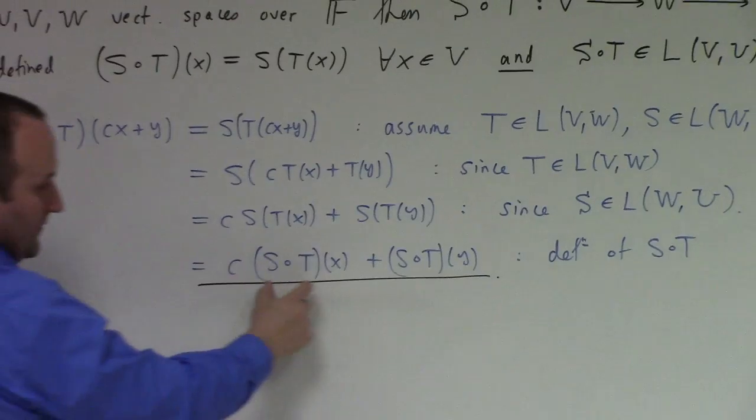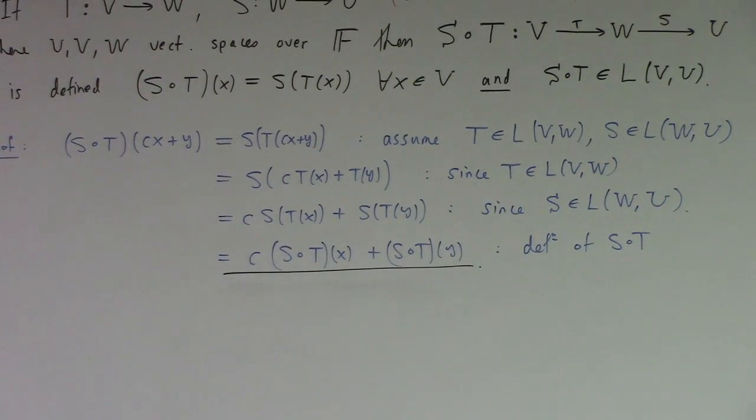So, yeah, there you go. That's linearity of the composite. And there you have it. So the composite of linear transformations is once more linear.